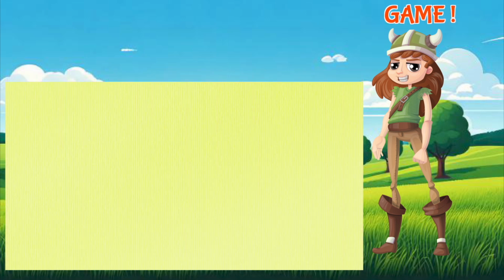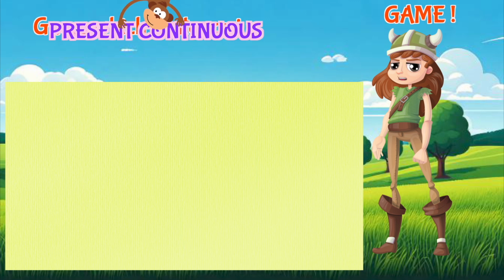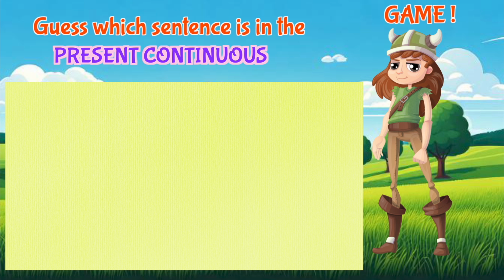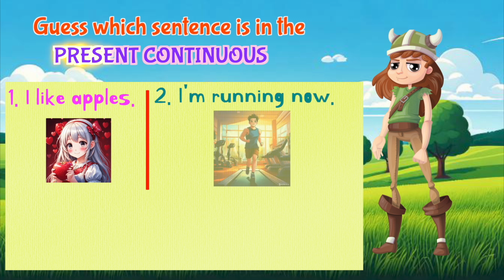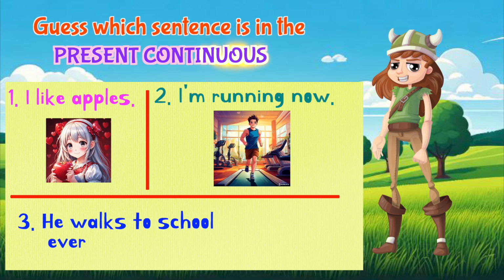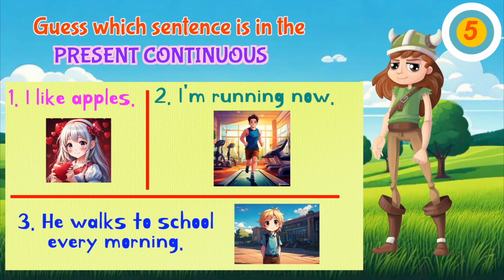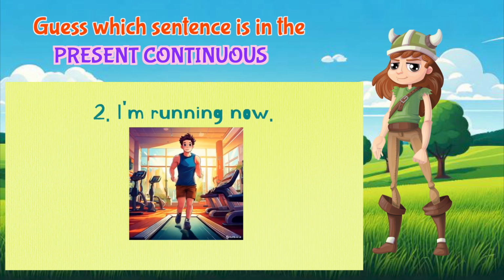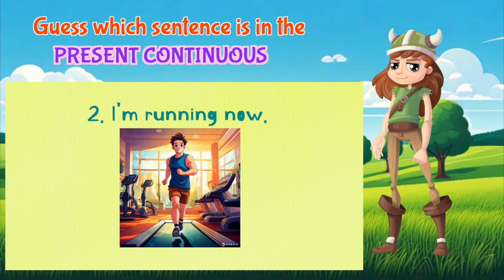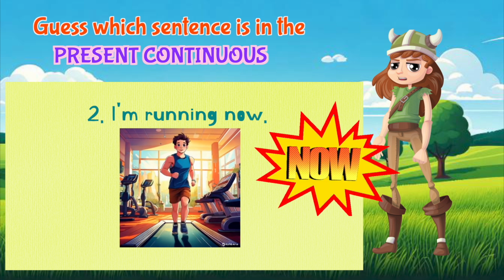Let's play a game together. Can you guess which sentence is in the present continuous? 1. I like apples. 2. I'm running now. 3. He walks to school every morning. That's right, number 2. It's in the present continuous because it talks about something happening right now.